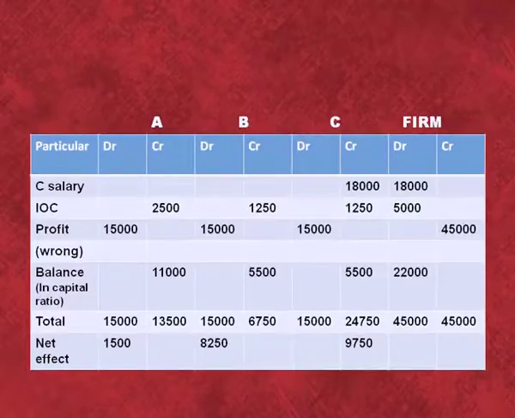Net effect, you can see debit side is more as compared to credit side under A's column with 1500. So, we will write 1500 on debit side. For B, debit side is more and credit side is less. That is why again we will write the balance on debit side, that is 8250. For C, debit side is less and credit side is more. So, we will write the balance on the credit side, that credit side is more by 9750.